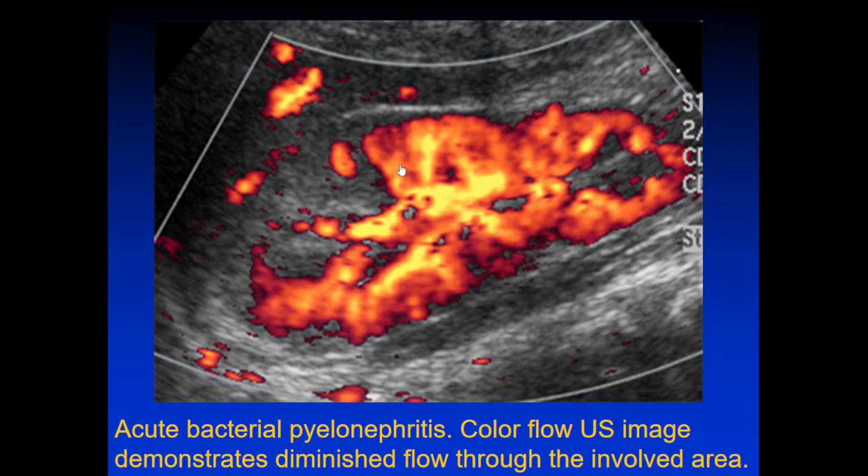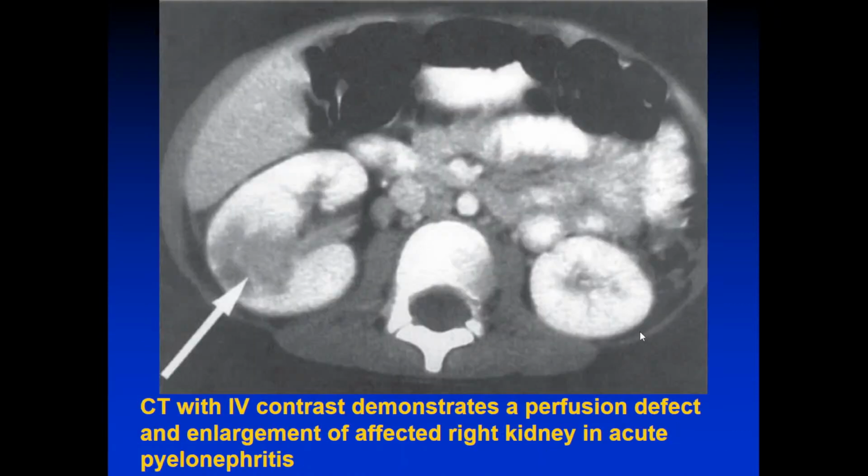demonstrates diminished blood flow through the involved area of the kidney, the lower pole of the kidney. The next one, computed tomography with intravenous contrast enhancement. It demonstrates a perfusion defect and enlargement of the affected right kidney in acute pyelonephritis.